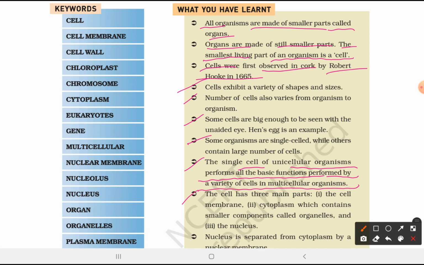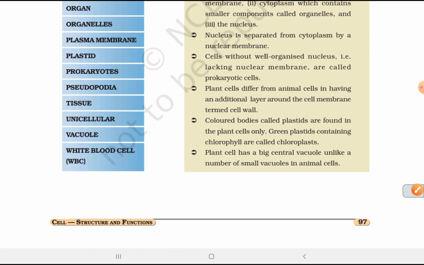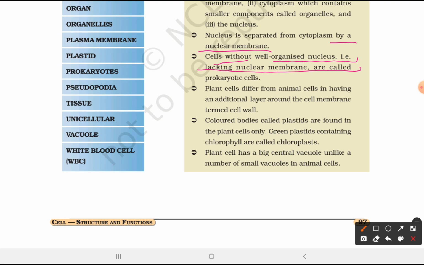The cell has three parts: the cell membrane, the cytoplasm, which contains smaller components called organelles, and the nucleus. Nucleus is separated from cytoplasm by nuclear membrane. Cells without well-organized nucleus, that is lacking nuclear membrane, are called prokaryotic cells. Plant cells differ from animal cells in having an additional layer around the cell membrane termed cell wall.